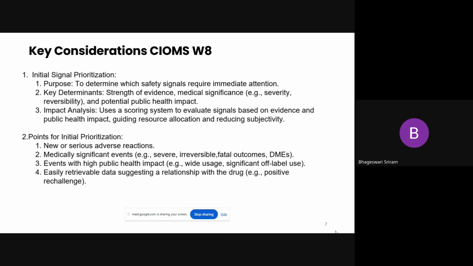We'll take a look at this separately on a slide. In the initial prioritization, it says that we check for new or serious adverse reactions, medically significant, is it again severe, irreversible, fatal outcomes, designated medical events, and then events of high public health impact, and easily retrievable data suggesting a relationship with the drug. Right? For example, a positive rechallenge.